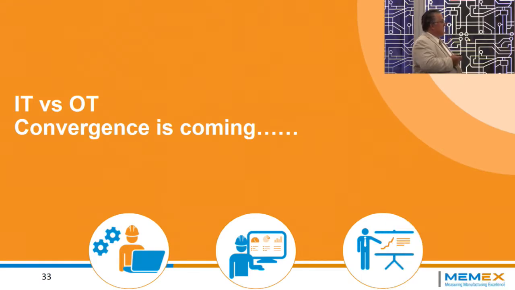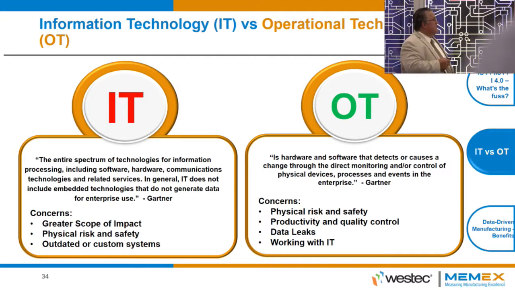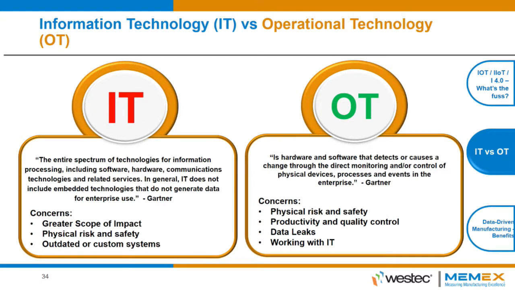Let me talk a little bit about IT versus OT convergence. This is absolutely going to have to happen because right now IT and OT sort of work at opposite ends of the spectrum. So what does IT care about? Well, IT cares about the physical risk of the factory floor and actually enabling the ability to connect all these assets on the factory floor. It's their domain of responsibility. There's a stat here from Gartner, but they're worried about outdated or custom systems.